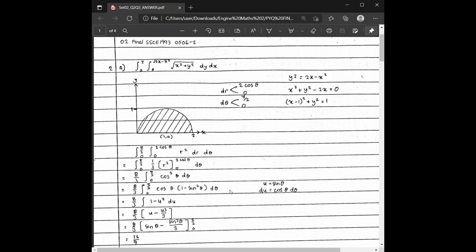So we can simplify the equation by substituting u equal to sine theta and du equal to cos theta d theta. After we substitute, we solve for our d theta. After we solve our d theta, we get 16 over 9 for question 2a.